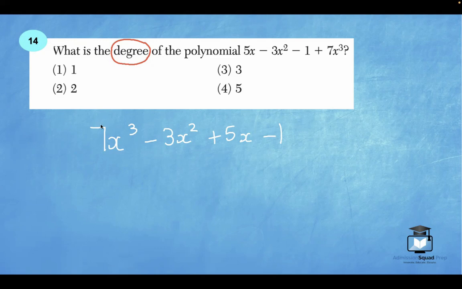Once you identify the term with the largest exponent, which is 7x cubed, the degree is always going to be the biggest exponent. So in this case, the correct answer is choice 3. The degree of this polynomial is 3.